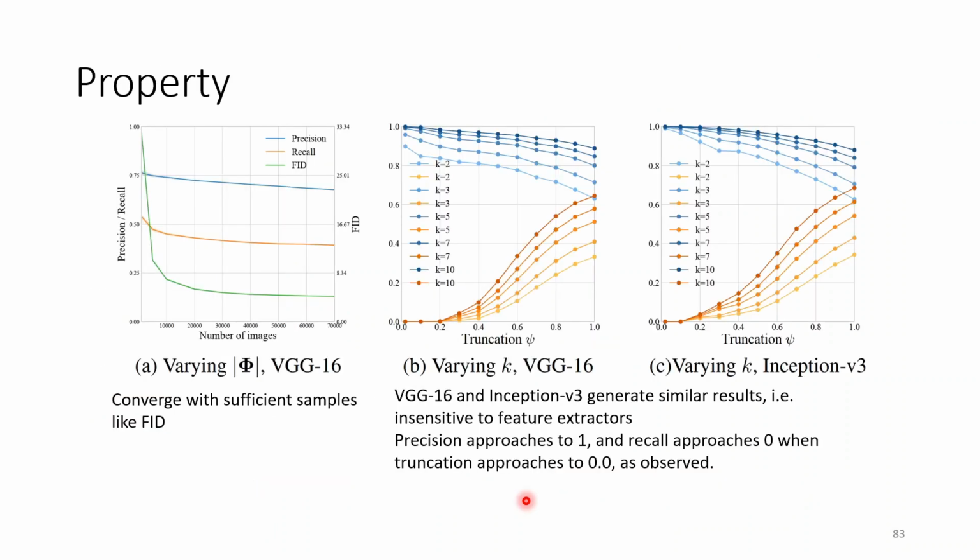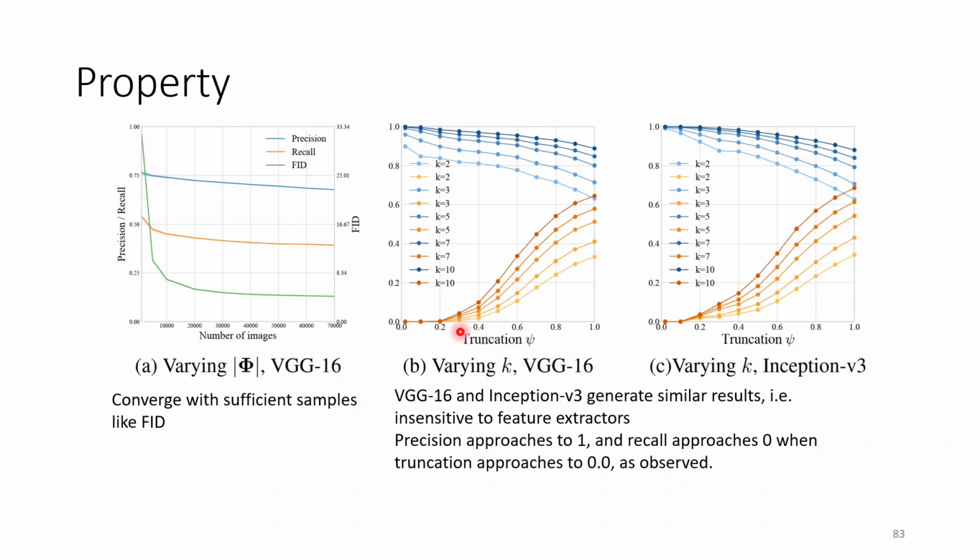Okay. They show the properties of their method. First, they generated the vectors using VQGAN. Then, with sufficient sampling, the precision and recall stably converge. No problem. Okay, and there is another important parameter, k, in the k-nearest neighbor.